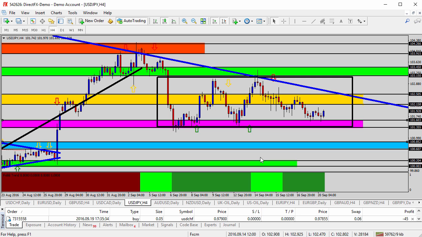Next trade we were looking at yesterday was here on the USDJPY. The suggestion yesterday was to buy into the 101.60 level. Basically, the pink shaded area you see in the middle of the chart. 101.60 to 101.35 is the pink zone. We saw support here, support here.